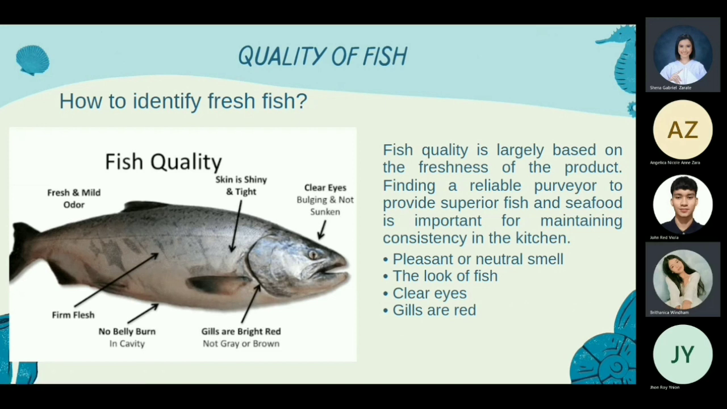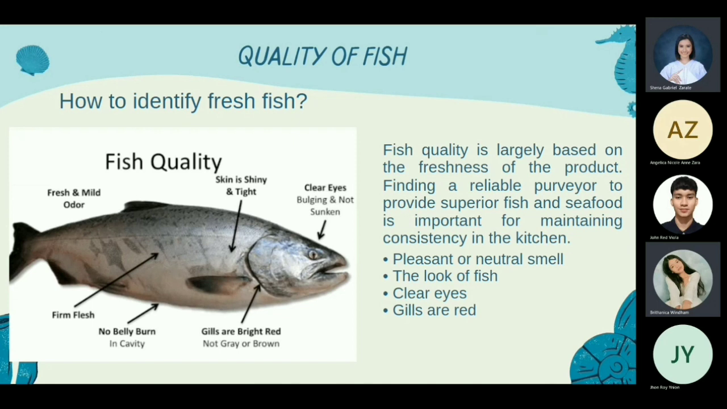How to identify fresh fish. So the fish quality is largely based on the freshness of the product. Finding a reliable purveyor to provide superior fish and seafood is important for maintaining consistency in the kitchen. Whether the product is whole, fillets, and side or portion cut, look for a firm texture and fresh odor as signs of wholesomeness. Only buy fish that is refrigerated or displayed on a thick bed of fresh ice. So, mas prefer po ito if naka-case or under some type of cover.